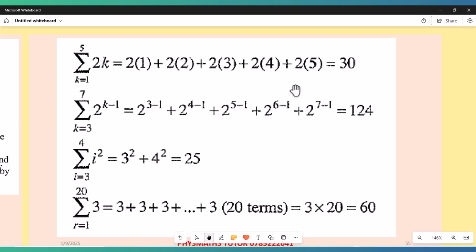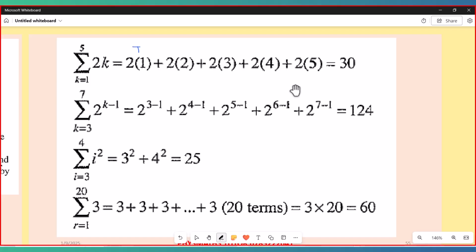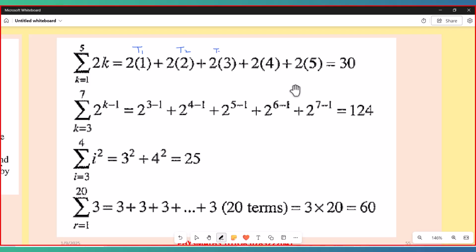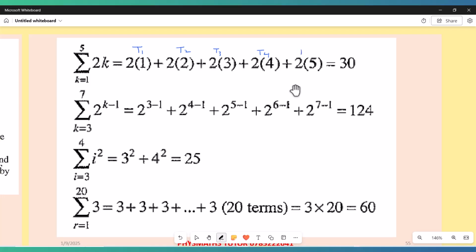You have a question? Is it just like saying t is equal to 1, then term 2, term 3, term 4? Yes. This k helps us to get the terms. Like when I put in 1, this is T1. This one is our term T2. This is our term T3. This is our term T4. Our term T5.